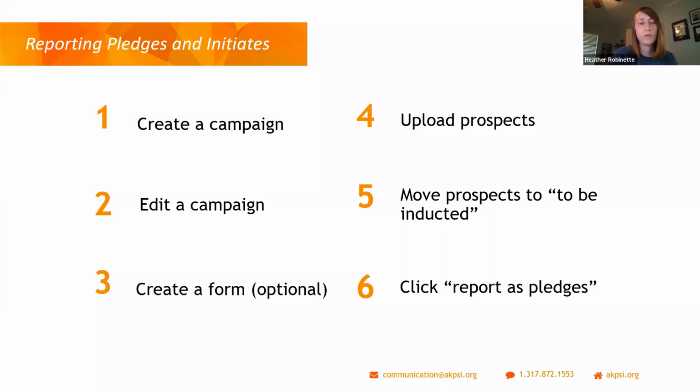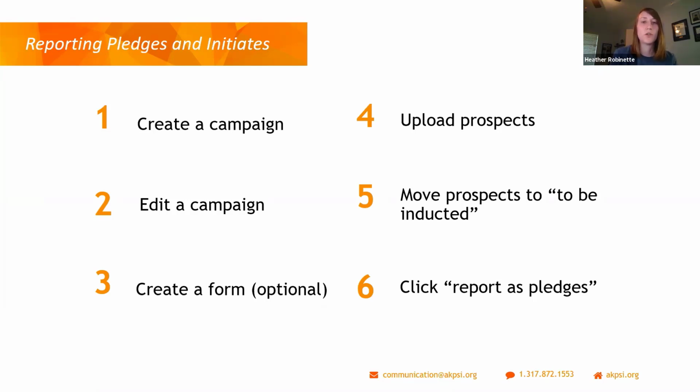So first and foremost, you would create a campaign. If it won't let you create a campaign, most likely you need to go close the previous one in order to allow you to create the new one. From there, you would edit the campaign. You can either use the form or just upload the list of your potential new members. And then you'll want to move them into the to be inducted status. And then once you hold induction, they would then be reported as pledges.